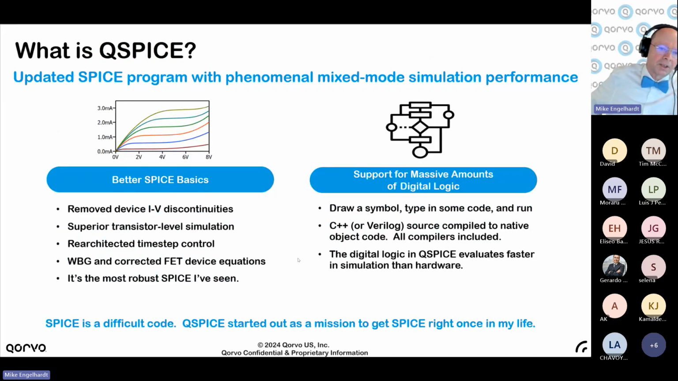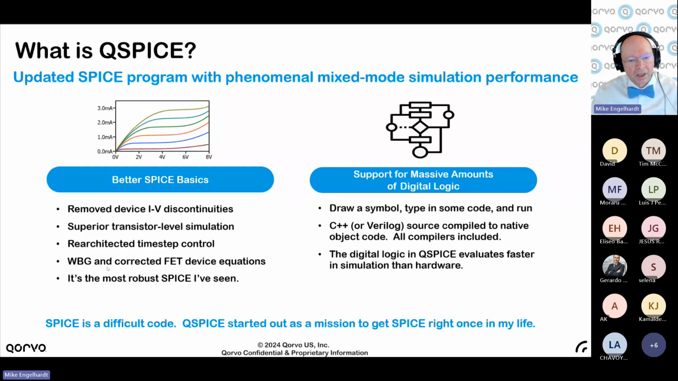Okay, so there are 3 aspects to QSPICE that make it compelling. One is that it's just a better SPICE program. If all you want to do is analog, it's a better SPICE program than you've seen before. To do that, I removed all the device IV curve discontinuities. There are a lot of bugs in Berkeley SPICE: the IV curves have discontinuities in them, and these discontinuities cause convergence problems. That gives you better transistor level simulation. And I re-architected the time step control entirely so that it just simulates. It takes smarter time steps so that it gives you a more accurate answer quicker.